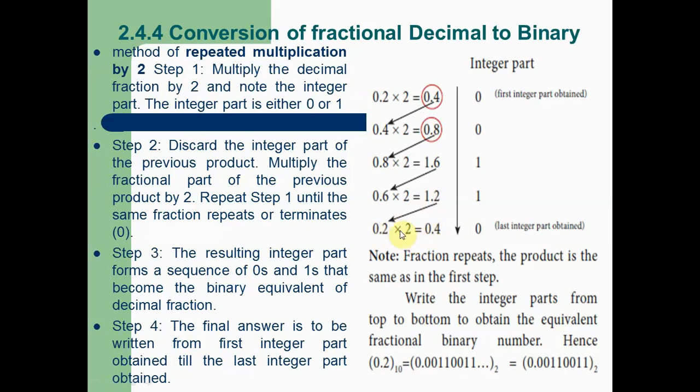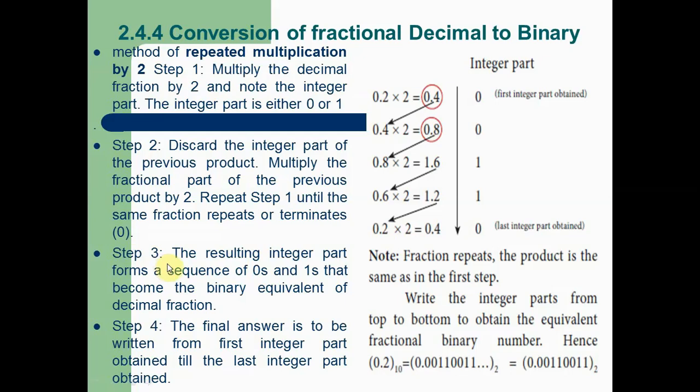This process should be continued until the same fraction repeats or terminates. So here you can see 0.2 is repeated. We started from 0.2, and now we have reached the same number 0.2 again. So here we terminate the multiplication process and go to step 3.